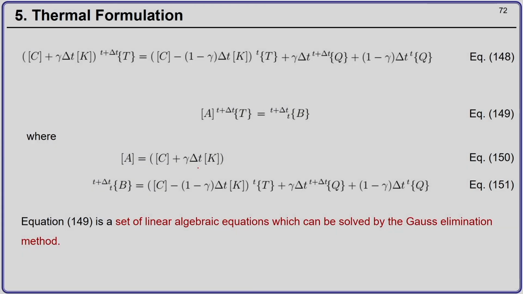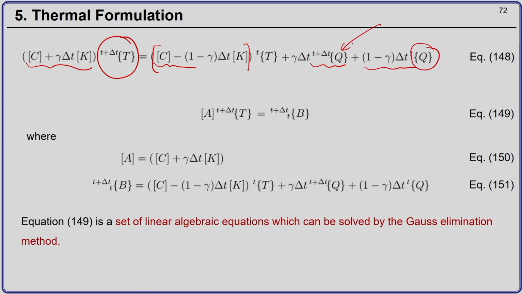If I do this, finally, I will get C plus gamma delta t k into the vector of temperature at time t plus delta t, equal to C minus 1 minus gamma delta t k into the temperature at time t, plus gamma delta t into the vector q at t plus delta t, plus 1 minus gamma into delta t, the vector q at time t.